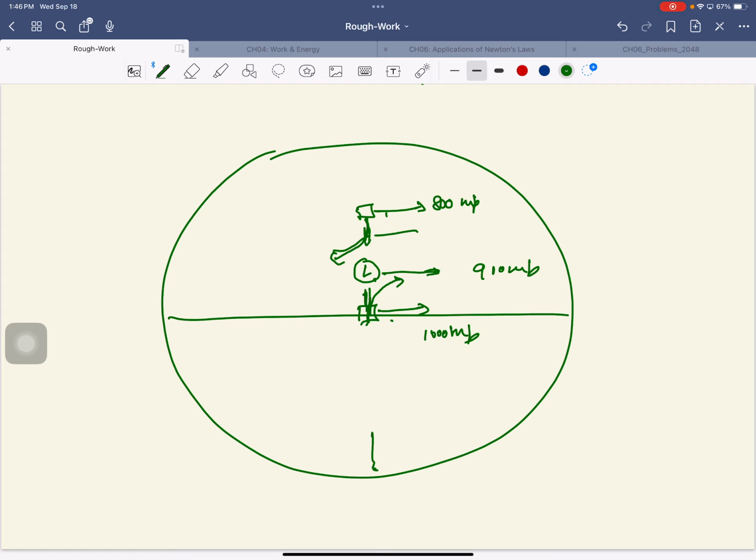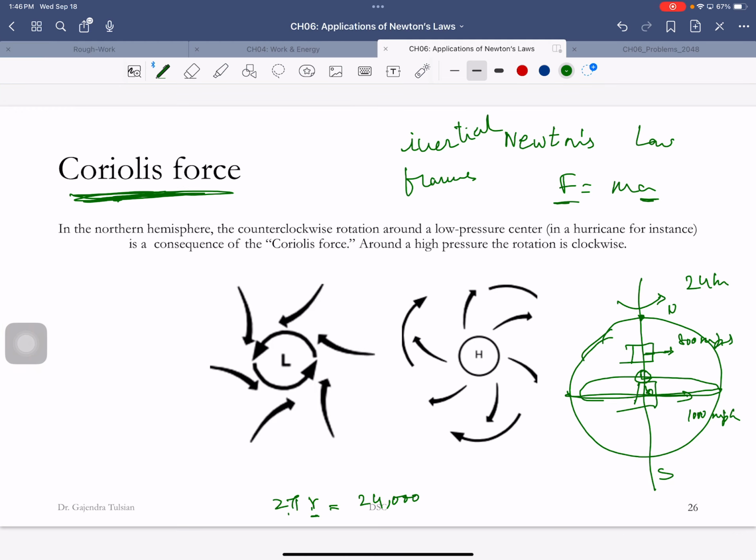So you have to invent this force. There must be some force that's deflecting it. It's not being deflected. The ground underneath it went faster. That's all. And that's the Coriolis force. So you get a counterclockwise wind around a low pressure in the northern hemisphere. All right, so that's what that is.